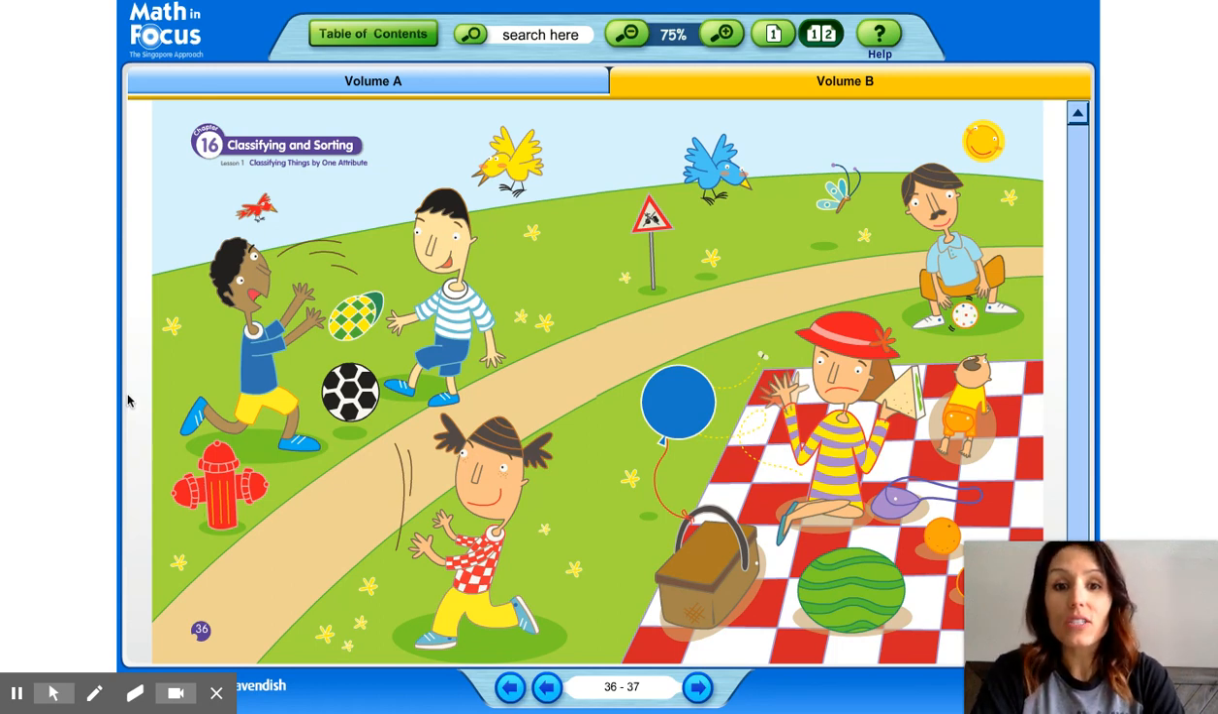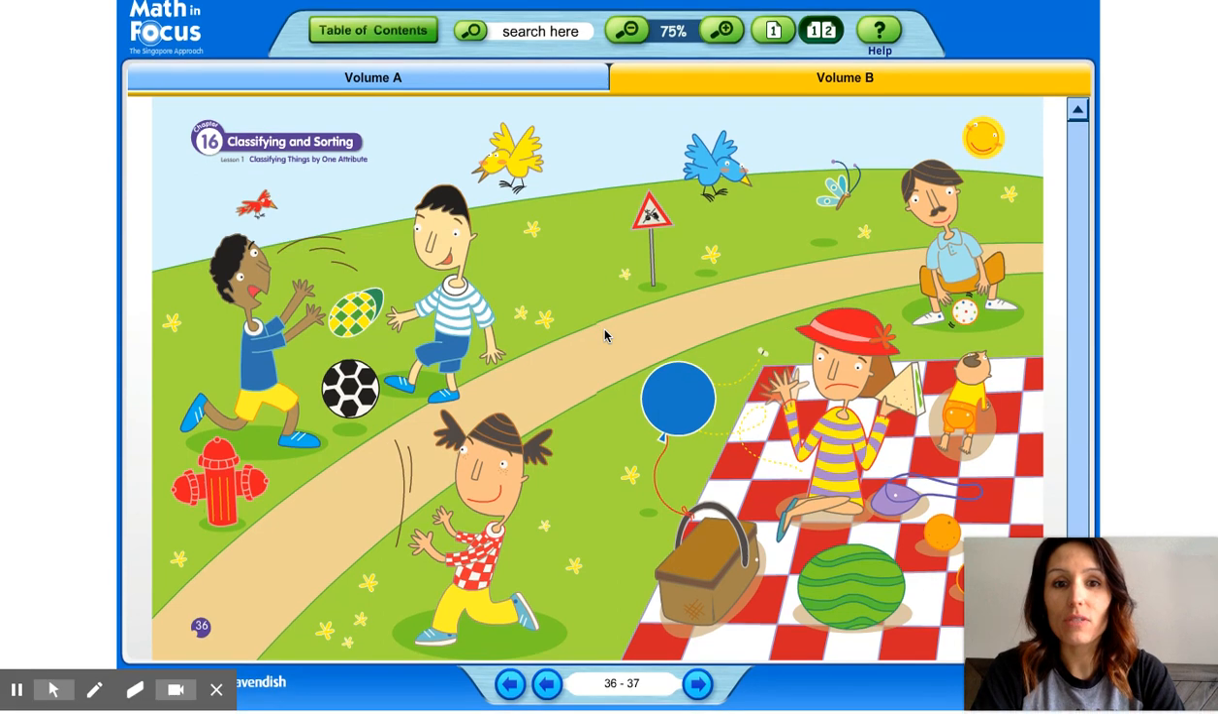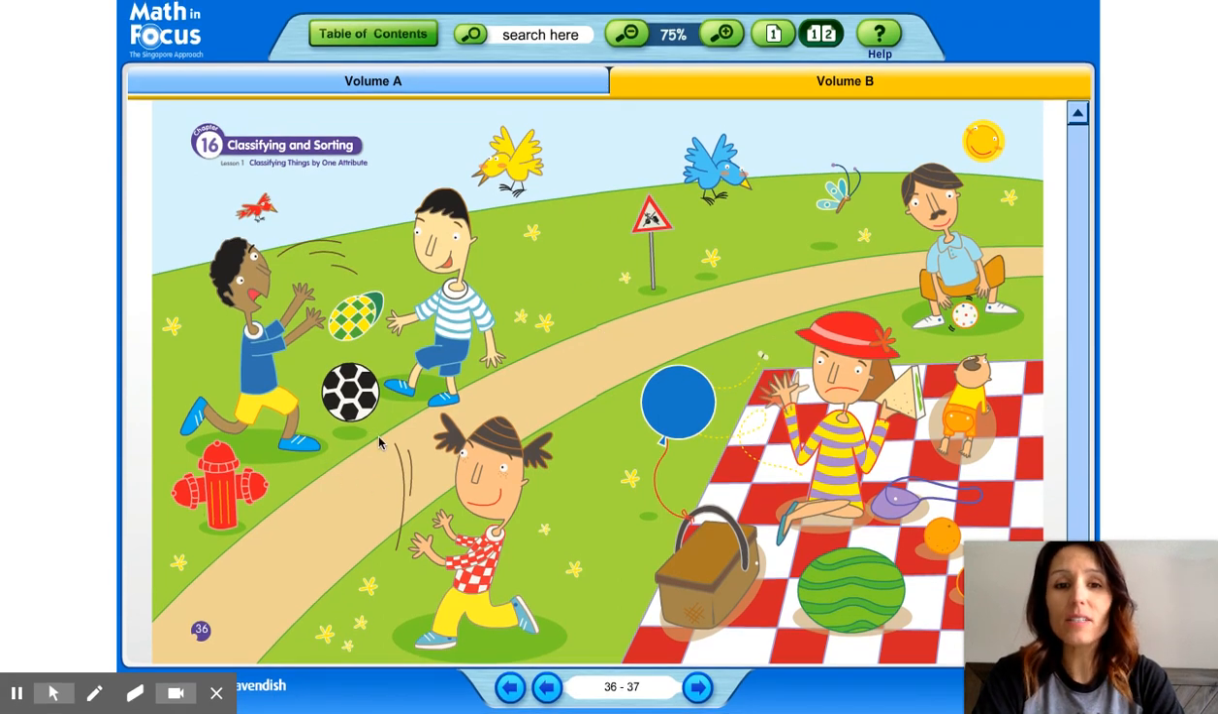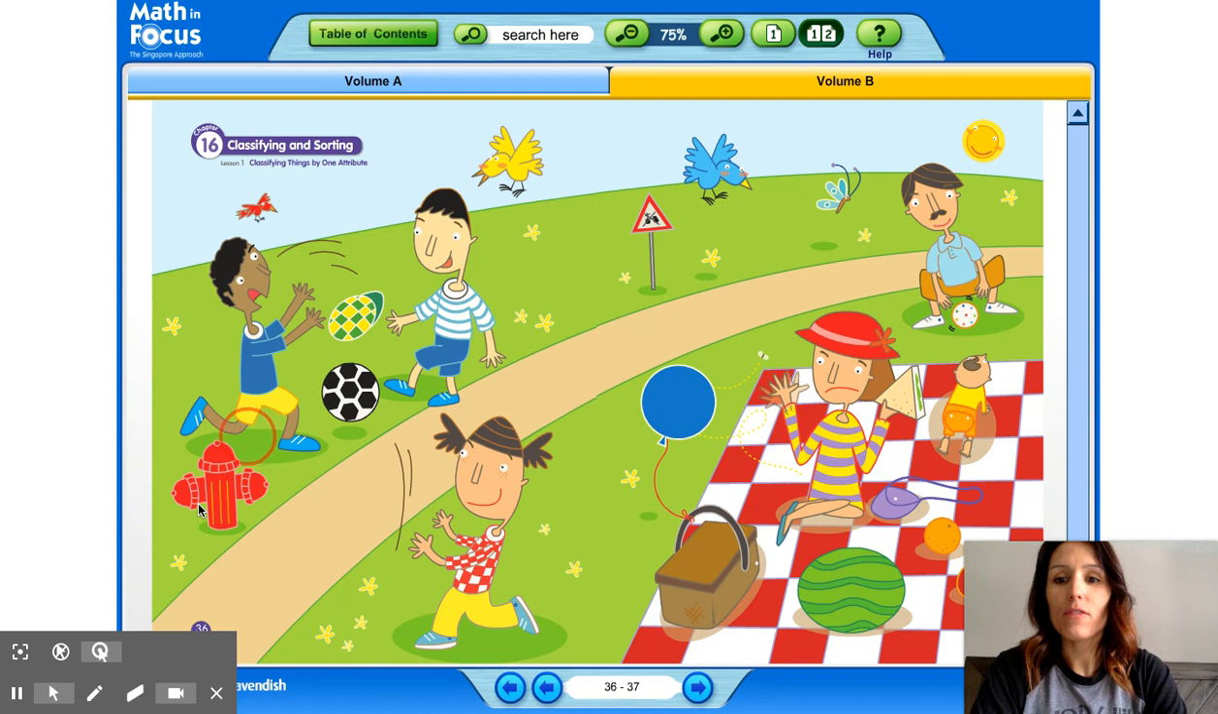So boys and girls, let's go ahead and take a look at the picture here that you see on the screen. And this is a picture of a bunch of boys and girls and they're playing. And let's take a look at some of the things we see here. So look right over here. If you see my red circle arrow right here, that's what you're going to want to look at. And right here is a fire hydrant. And that fire hydrant is the color red.